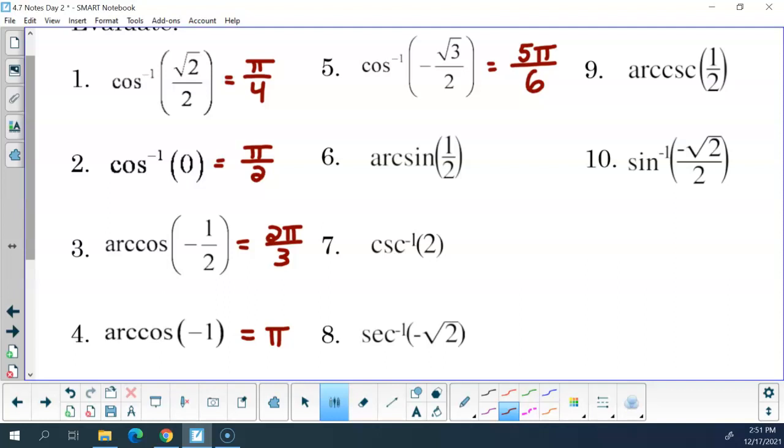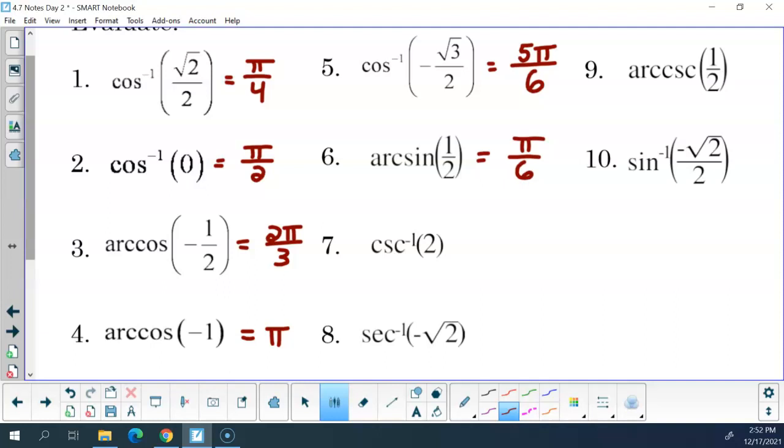Okay. Right half of the unit circle. Where is sine 1/2? Pi over 6. Yep. All right, yeah, we're good. Now, we're going to really step out.